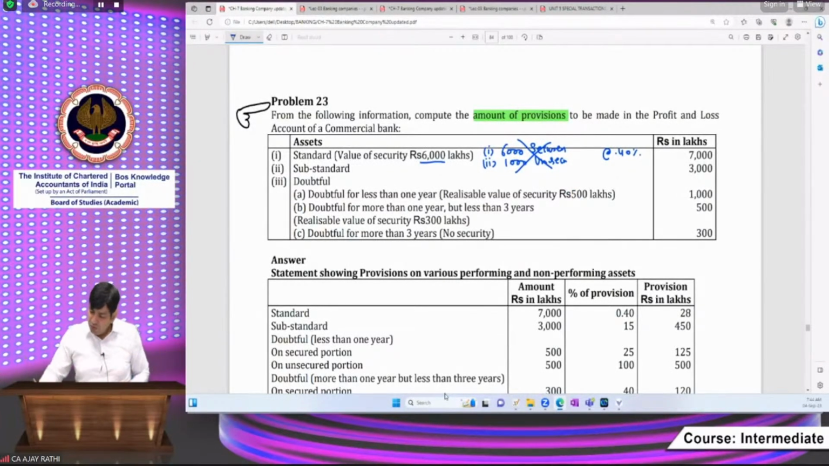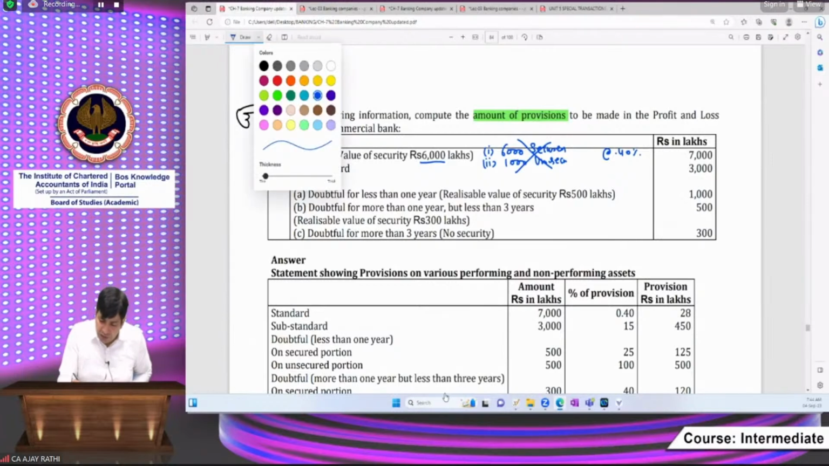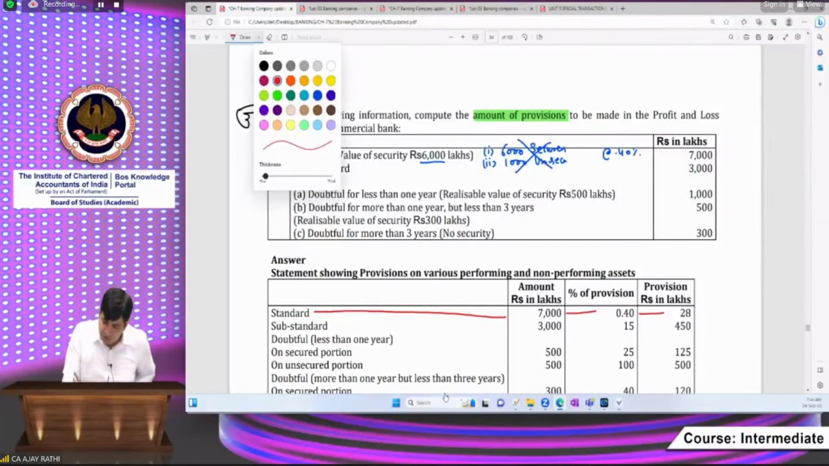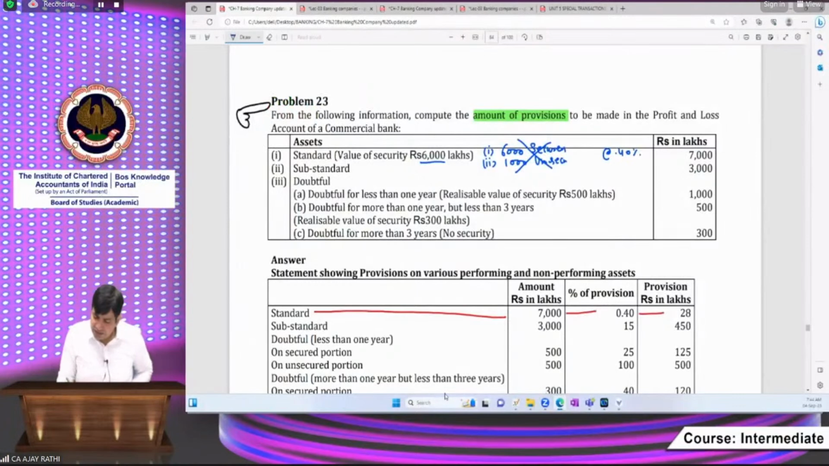Anyways, beta, I am taking the solution here so that we can save the time. Standard assets is 7,000, and the provision is 0.40%. So 28 will be the amount of provision. Now check next. After standard assets, substandard is there. So nothing has been given.